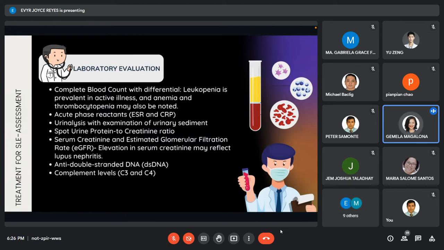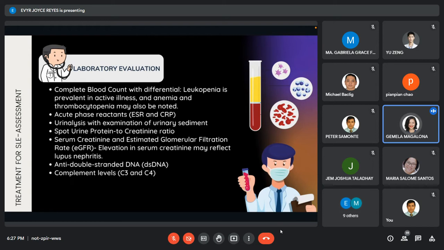For the laboratory evaluation, complete blood count with differential. In CBC, leukopenia and thrombocytopenia are noted. Acute phase reactants such as ESR and CRP. Urinalysis with examination of urinary sediment. Spot urine protein to creatinine ratio. Serum creatinine and estimated glomerular filtration rate, where an elevation in serum creatinine can also indicate lupus nephritis.